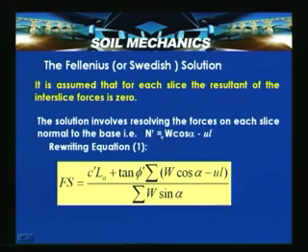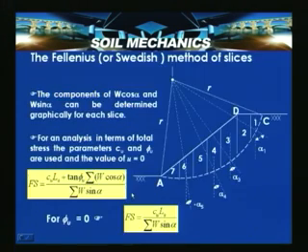So, now substituting for n dash as W cos alpha minus UL in the previous equation which we derived, rewriting equation 1, factor of safety can be written as C dash LA plus tan phi dash summation of (W cos alpha minus UL) divided by summation of W sin alpha. So, this we look into further in the form of a figure.